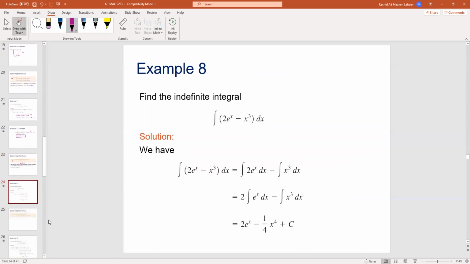Right? So again, if I have different parts, I can use the other rule to split them, each integral by itself. We take the 2 out. The antiderivative of e^x is just e^x. This one, the power rule applies, and the C at the end. Okay.